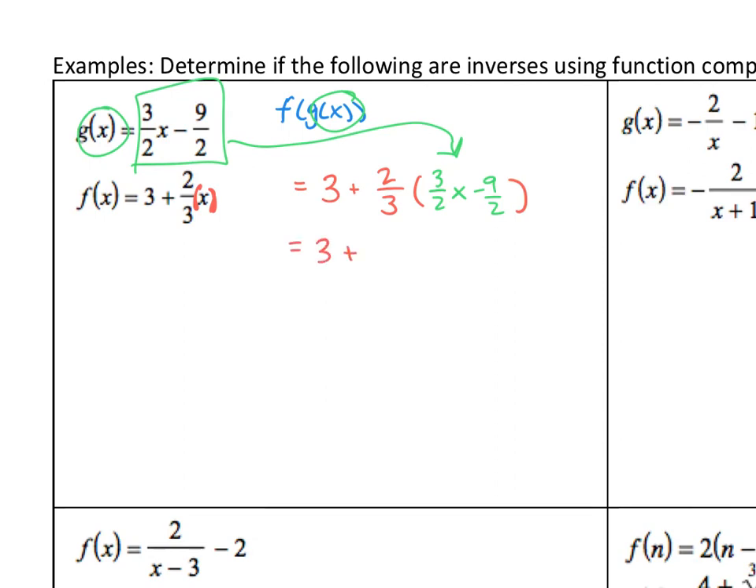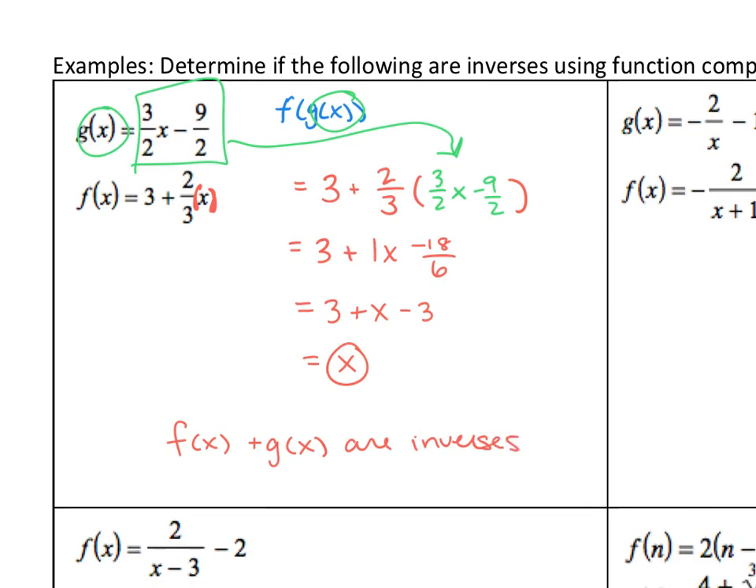So if I do this, I get 3 plus, I'm going to distribute my 2/3. 2/3 times 3/2 is going to give me 1x. And then 2/3 times negative 9/2 is going to give me negative 18/6, which ultimately is just negative 3. So this is 3 plus x minus 3. And then the 3 and the negative 3 cancel, and we're just left with x. Therefore, f of x and g of x are inverses. Okay, so that's a quick review of the linear one.